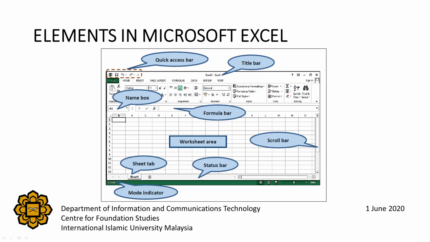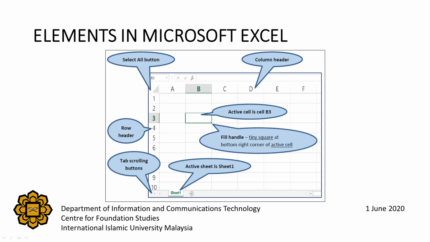And then we have the mode indicator. It will indicate the current state of the Excel program. The most common modes are ready, enter, edit, and point. Next, we have the select all button. What is the function of the select all button? It is used to select all cells in a worksheet.